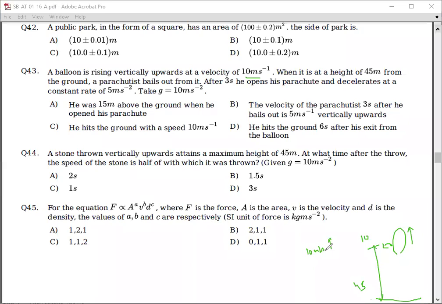Inertia, yes or no? Remember that when a body is at rest, it will continue to be at rest. If a body is in motion, it will continue to be in motion unless an external force is applied. So even if it jumps, the initial velocity will be 10 meters per second only. Agree? Did everyone understand this first concept? Yes or no?